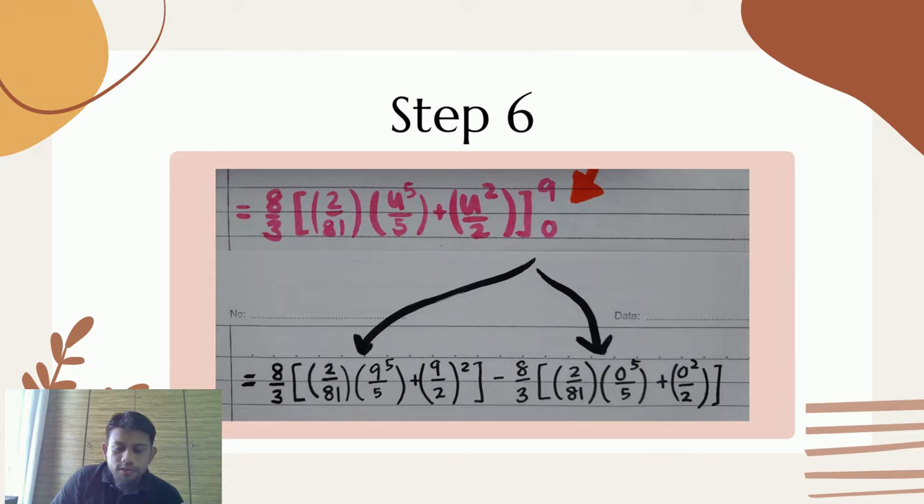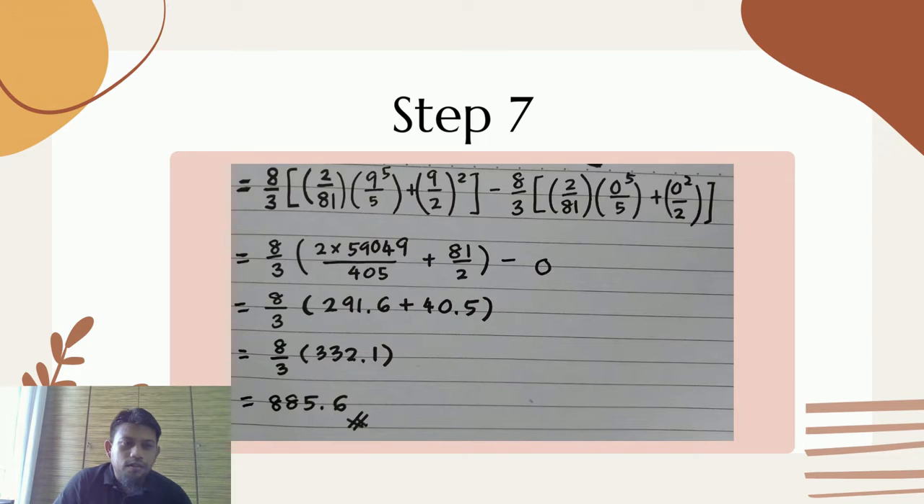Then substitute u equals 9 in the function and then minus it with substitute u equals 0 with the second function. Complete the calculations and you will eventually get the answer 885.6.